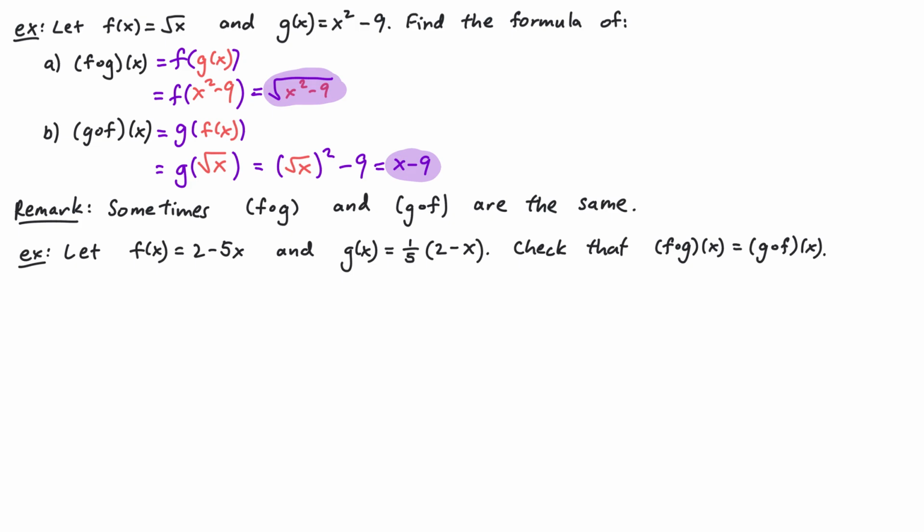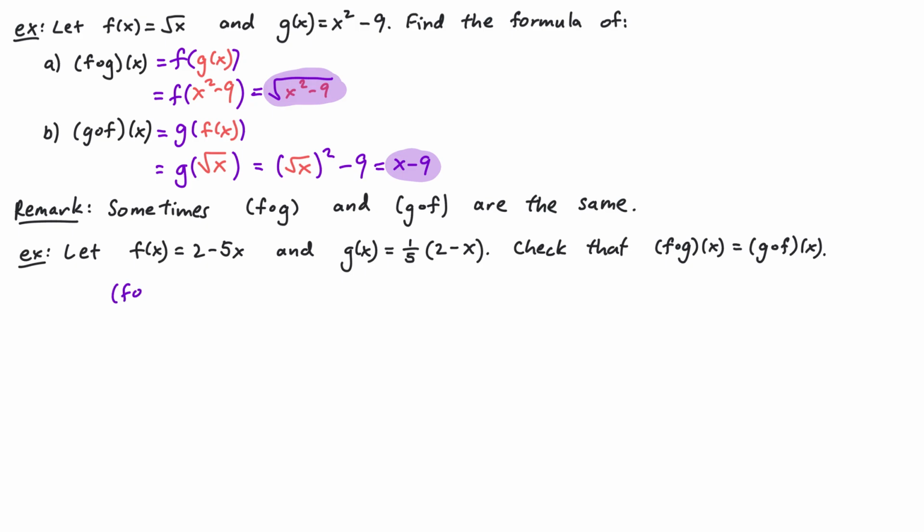Here we have two functions f and g, where f is defined by f of x equals 2 minus 5x, and g is defined by g of x equals 1/5 times 2 minus x. What we're asked to do is to check that f composed with g of x is the same as g composed with f of x. So let's figure out the formula for f composed with g of x, and then we'll figure out the formula for g composed with f of x, and check that we end up with the same thing.